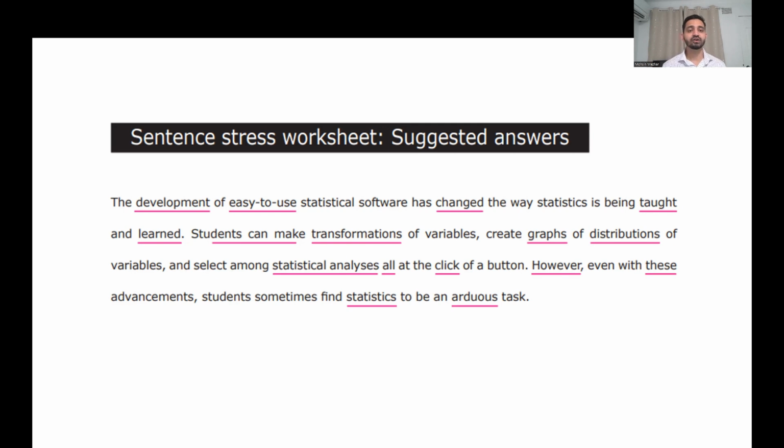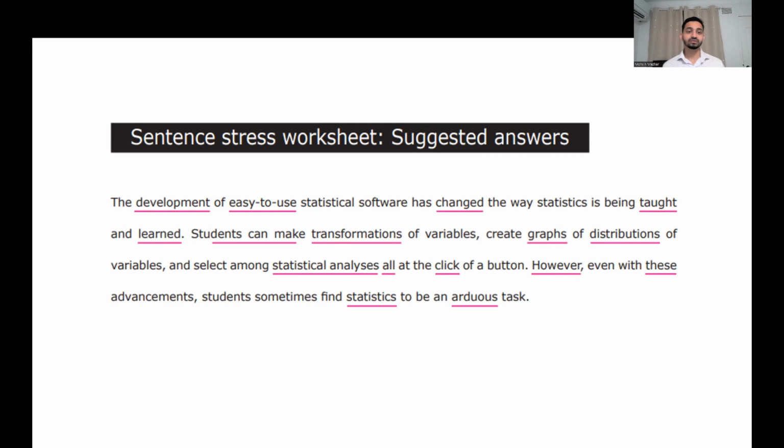The development of easy-to-use statistical software has changed the way statistics is being taught and learned. Students can make transformations of variables, create graphs of distributions of variables, and select among statistical analyses, all at a click of a button. However, even with these advancements, students sometimes find statistics to be an arduous task, right?